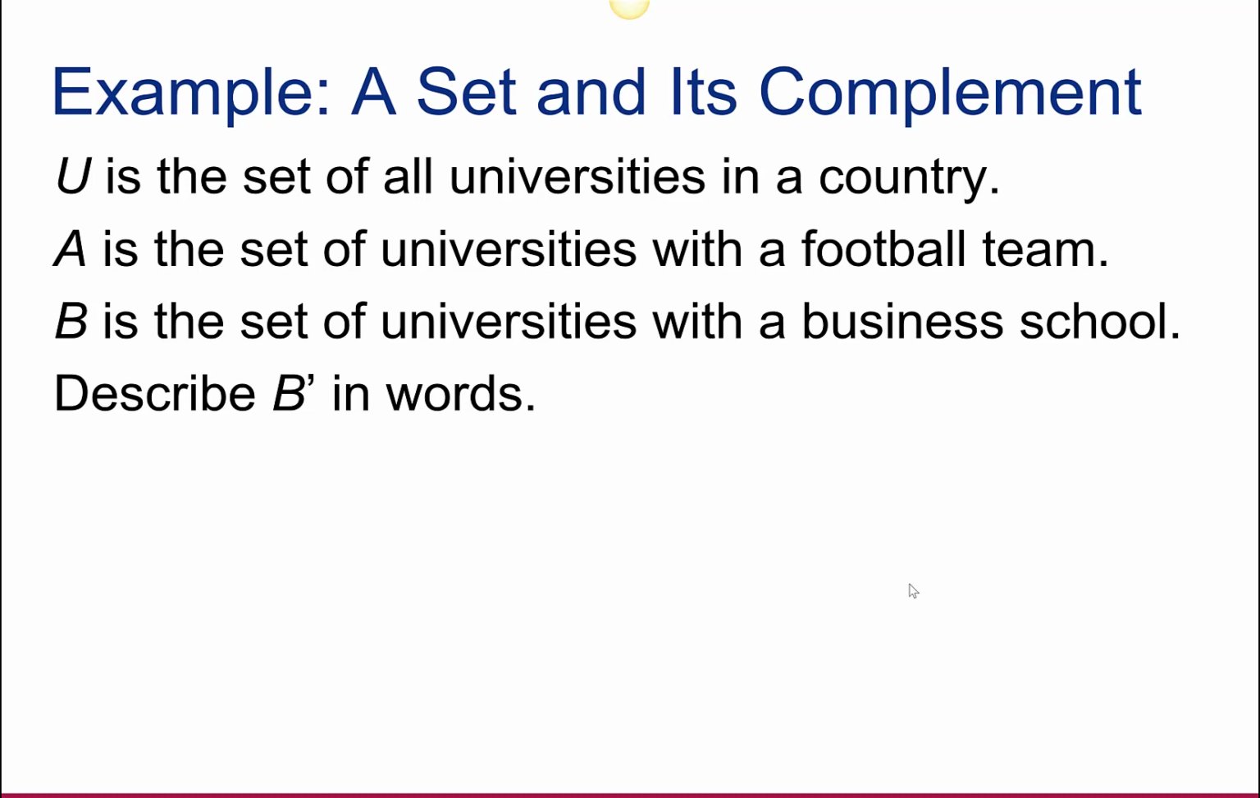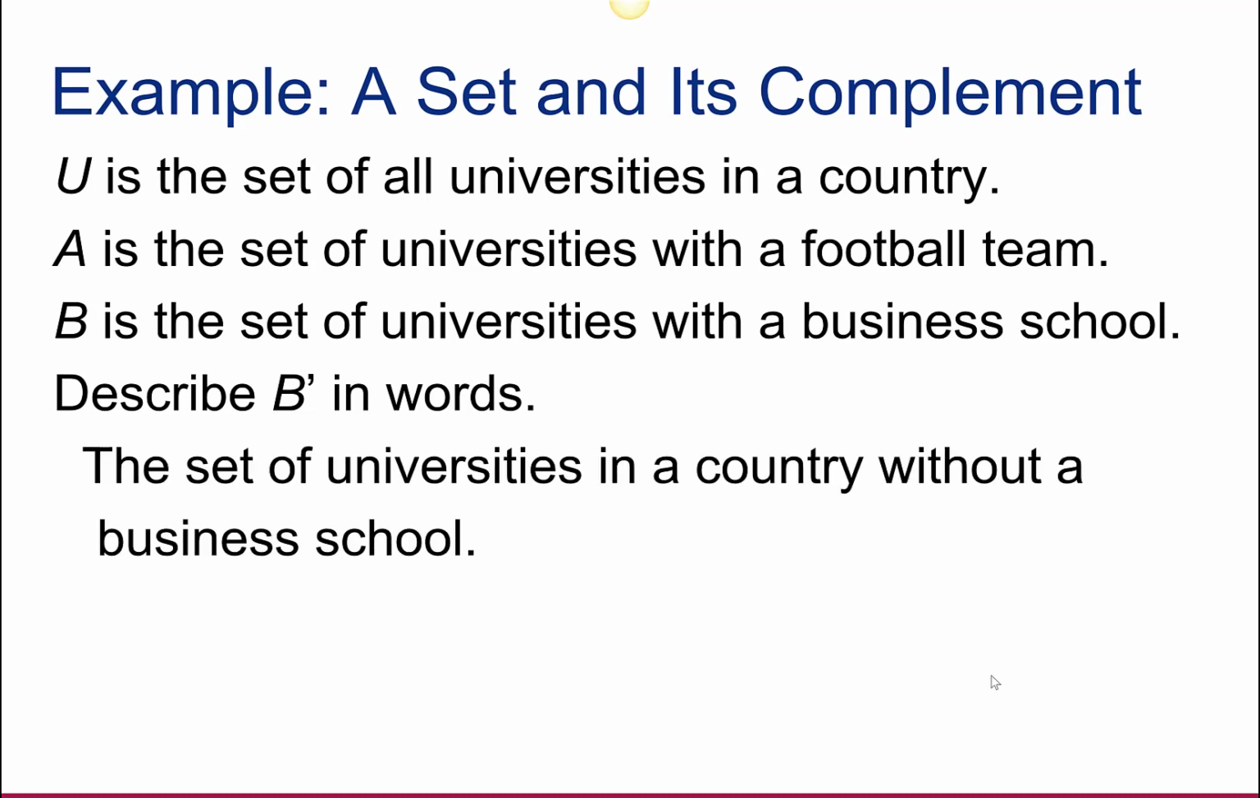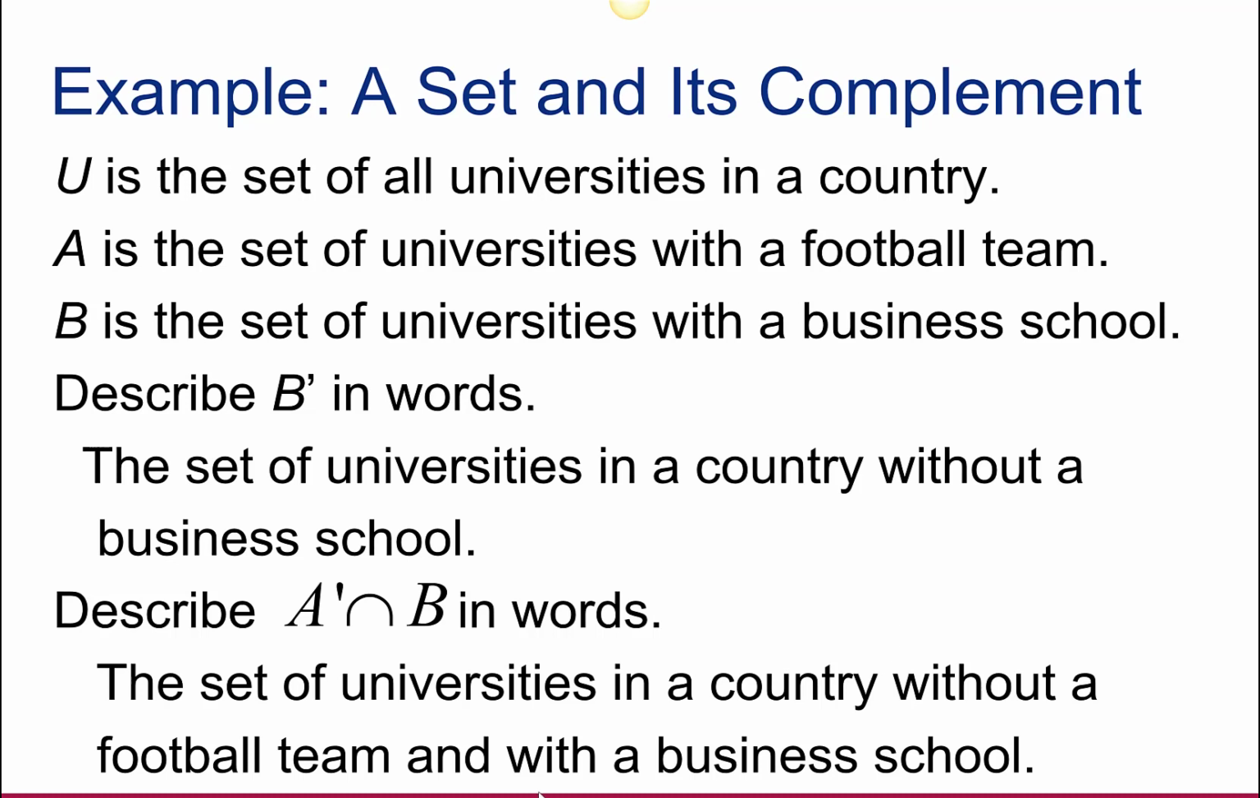So the complement of set B is going to be the set of universities in a country without a business school. Describe A complement intersect with B complement. So A complement will be the set of universities without a football team, and we want an intersection. So this is going to be the universities in a country without a football team and with a business school. Intersection, we use the word and.